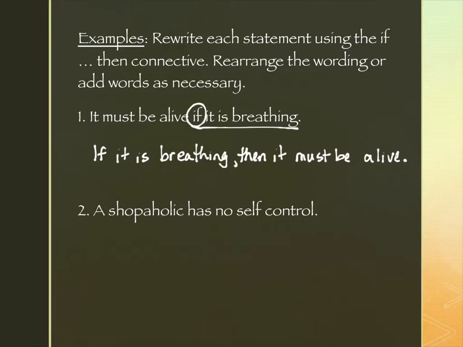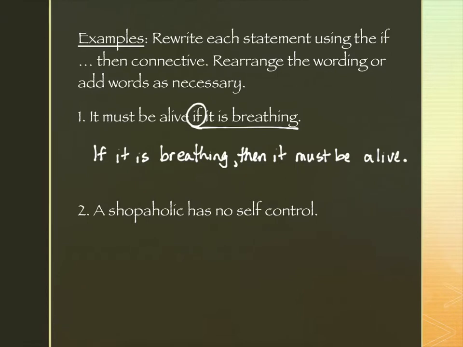The next one doesn't even look like there's an if at all in it, and there isn't. But it is an if-then statement, or at least equivalent to one. It says, a shopaholic has no self-control. Back up in the directions, it said that we may need to reorganize or add some words in. This is one where we're going to have to add some words in.